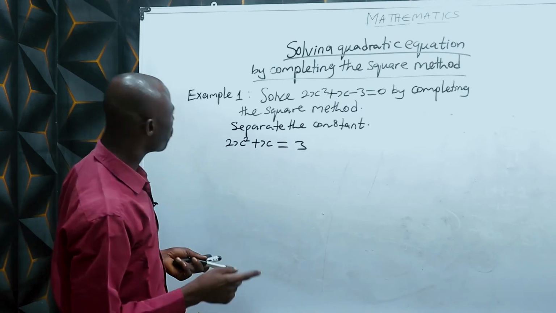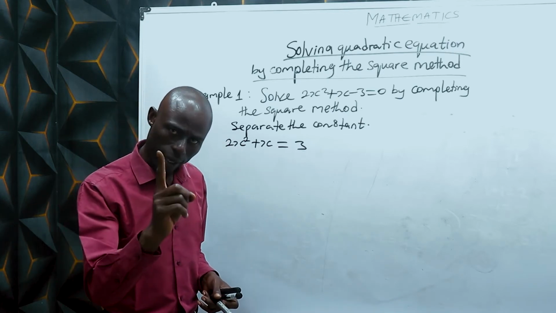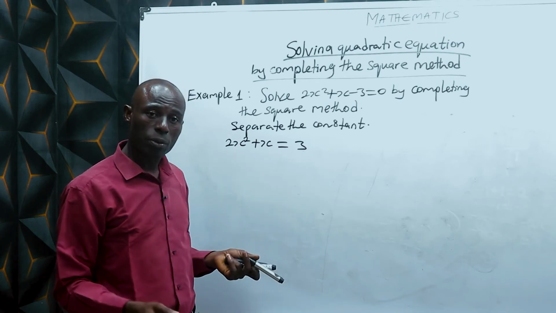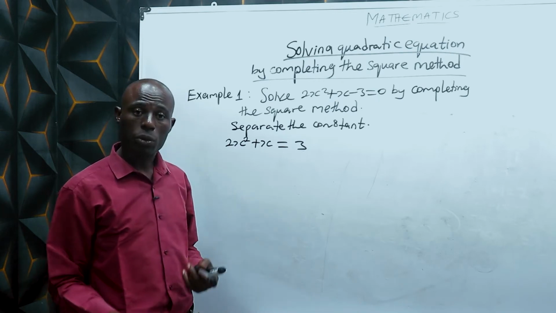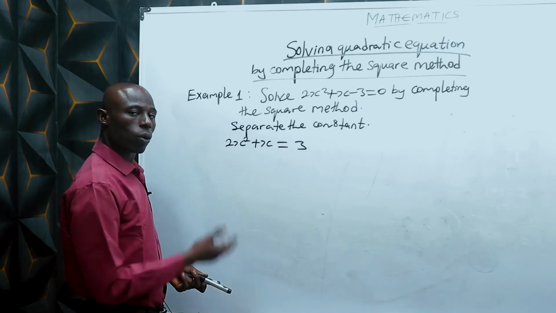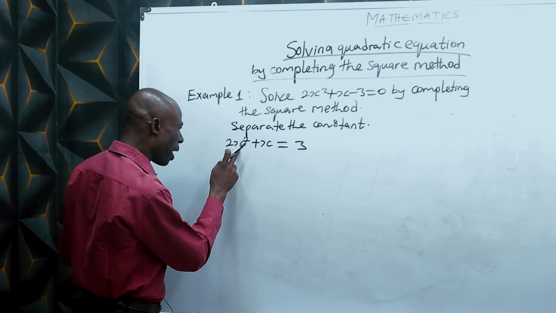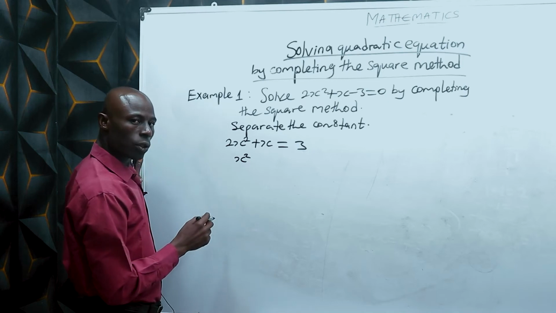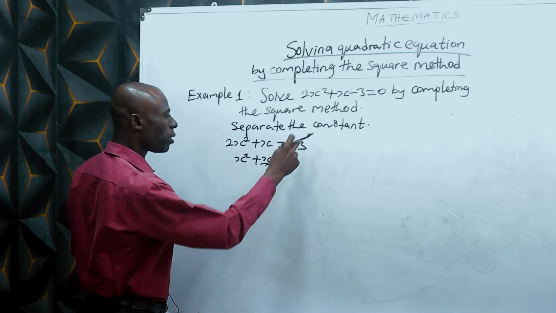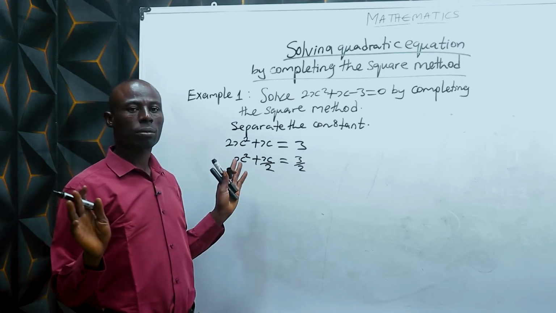The second step is divide each term by the coefficient of x squared. If it is p, that is our variable, divide by p squared. If it is y, divide by y squared. If it is m, divide by m squared. But today it is x. The coefficient of x squared is 2. Use that 2 to divide each term. 2 divides 2x squared, it gives you x squared. 2 divides x, it gives you x over 2. 2 divides 3, it gives you 3 over 2. The second step also gone.